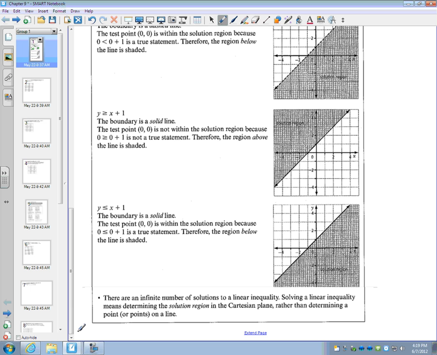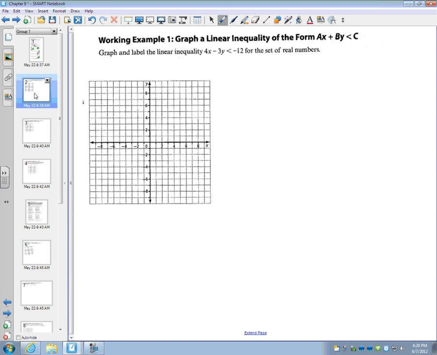There are an infinite number of solutions to a linear inequality. It's the entire shaded region. Solving a linear inequality means determining the solution region in the Cartesian plane, rather than determining a point or points on the line. So that's what we're looking for at the end here, is a region. Okay? Graph and label the linear inequality 4x minus 3y is less than negative 12 for the set of real numbers.